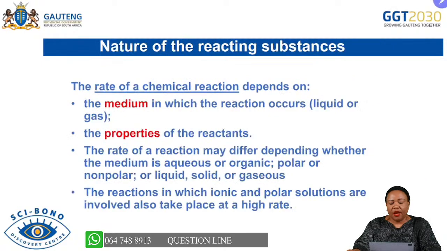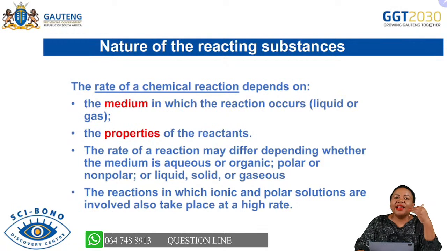Now, in terms of the nature of reacting substances, we know that different chemical reactions depend on the medium in which they are reacting, like liquids and gas, or the properties of the reactants. So in terms of the nature, I will refer back to the chemical reactions that we looked at in our previous topic, organic molecules. We could see that different compounds were reacting in different ways because of the different functional groups they had. Also, some of them were more polar than others, and some were non-polar. So all of this depends on the nature of that particular substance.